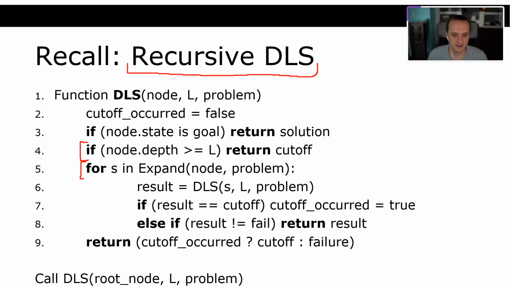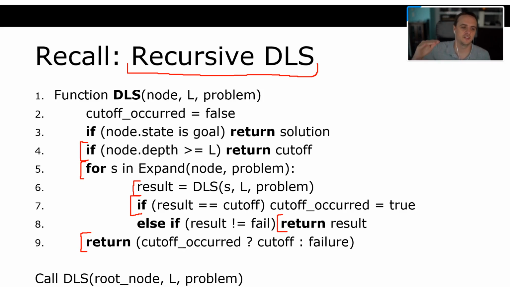Otherwise, for every state in the expansion of the problem, we recurse on DLS. Now, if the result was a cutoff, then we mark down that a cutoff occurred. Otherwise, if the result is not equal to a failure, we return the result. Then when we're outside of this expansion, meaning we haven't found a solution yet, if a cutoff occurred, we just return cutoff. Otherwise, there's nothing left to search, so we return failure.